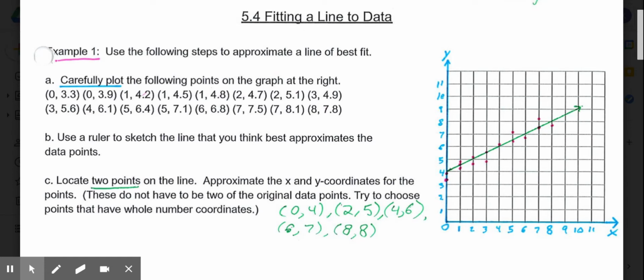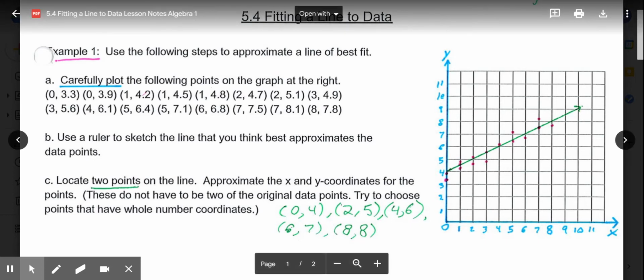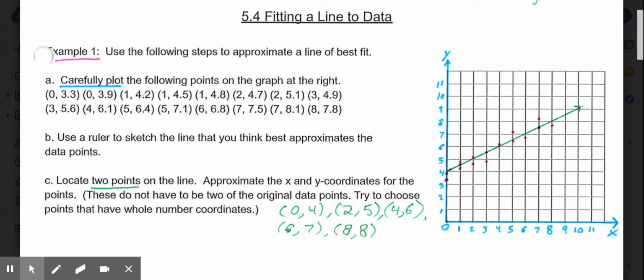Well, the first thing that we need to do is to plot all the points of data on a graph. So take a minute to pause the video and to graph all these different coordinates. You can see I already did so on my graph over here. So you have 16 different points to graph. Once you're done plotting those 16, hit play again and we'll move to step B.